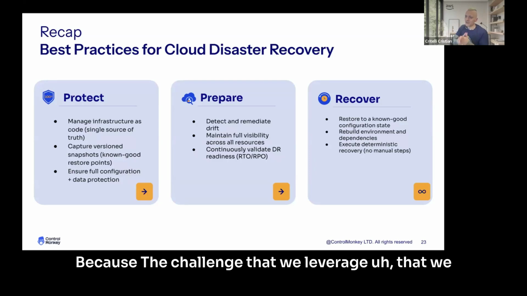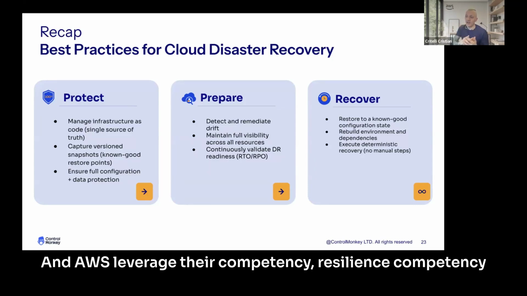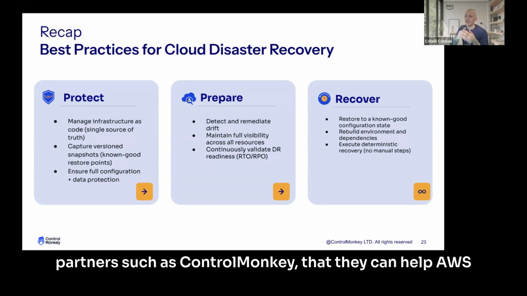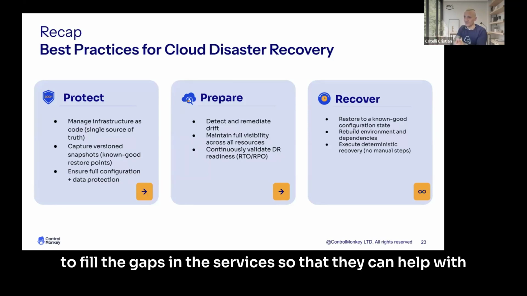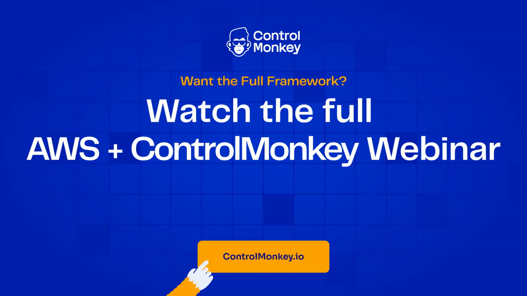Because the challenge that we have is to understand what to do when this happens. And AWS leverages its resilience competency partners such as ControlMonkey, who can help AWS fill the gaps in the services so that they can help with the configuration, and we can leverage the partnership to achieve a disaster recovery strategy that does not fail, right?